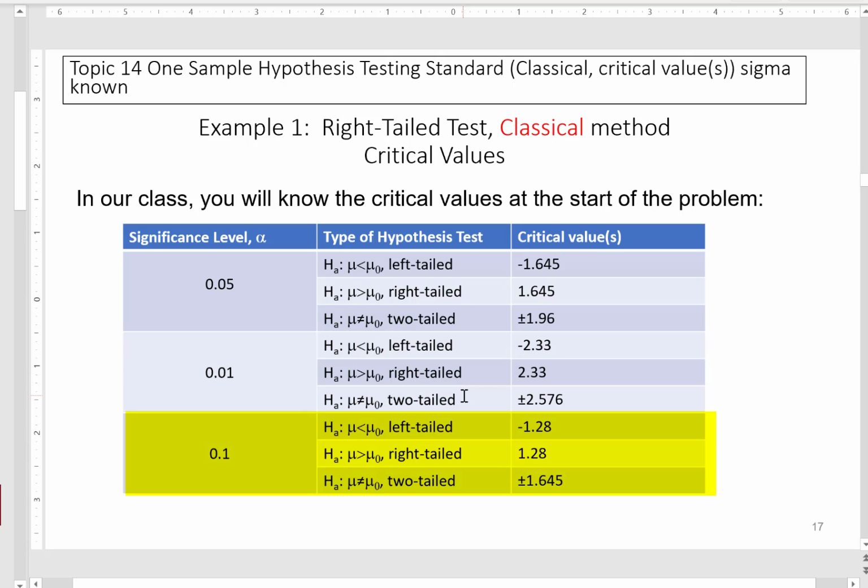And then for a 0.1 significance level, you'll have your left, negative 1.28 is your critical value. For the right, 1.28 is your critical value. And for the two-tailed, it's plus or minus 1.645. And if you note, these alphas right here, these are how we found confidence intervals. So our confidence intervals and hypothesis testing for two-tailed tests, the way that we did confidence intervals, they actually will let us know if we would reject or not reject the null hypothesis.